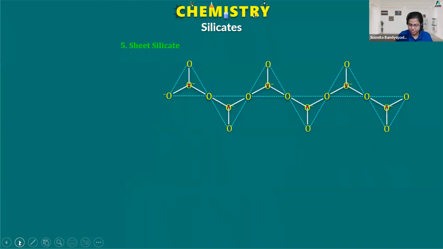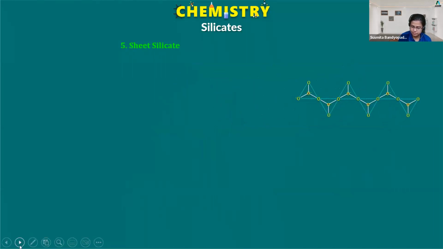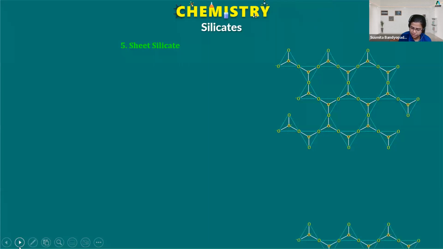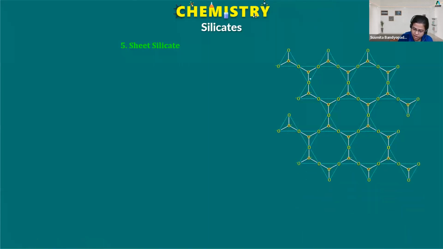Now see, one chain, one more chain, one more chain. One more they have shown, or not? One more, there was space, they put one more. So how many chains? One, two, three, four. And in that way, unlimited single chain silicates. Go on adding it, it forms a sheet silicate.